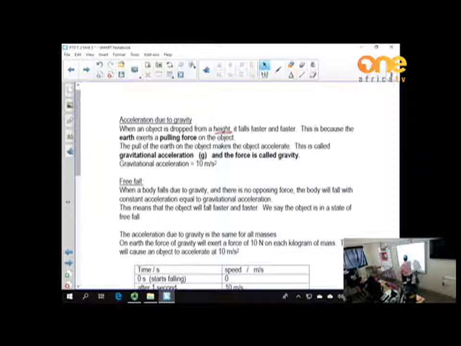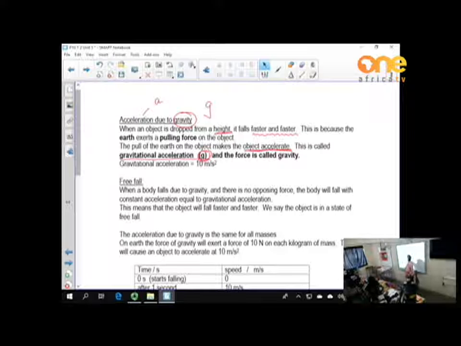If we drop an object from a height, we will find it will fall faster and faster. The reason is the Earth exerts a resulting force. The pull of the Earth, the force of the Earth, makes the object accelerate. Now, when we talk about acceleration due to gravity, we talk about gravitational acceleration, and where acceleration is usually an a, when we work with gravitational acceleration, we use a g. Okay, people, lots of symbols that can confuse you. You have to go and learn them as we do them.